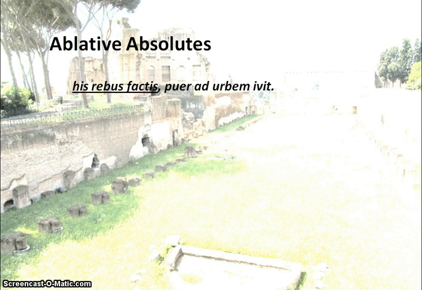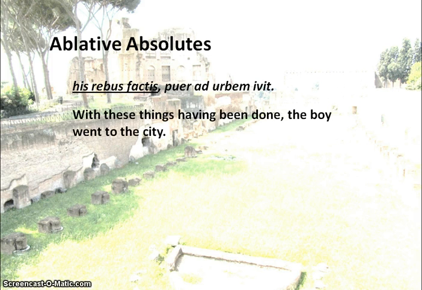It makes sense. Now underlined, however, we have rebus, our noun in the ablative, and factis, the participle that's agreeing with rebus. It happens to be a PPP. So we might want to translate this literally as, with these things having been done, the boy went to the city. Now, with these things having been done, though, is not a particularly stylish English translation. And the key thing with ablative absolutes is flexibility. Try to move away from the literal translation to something that sounds right in English.